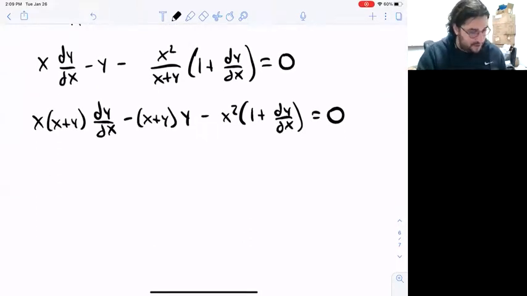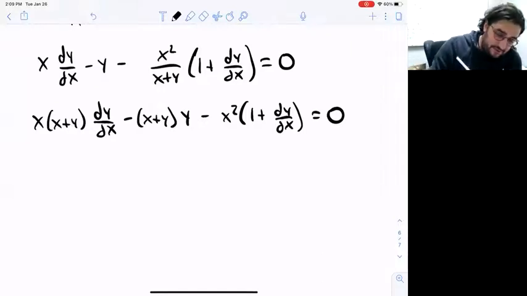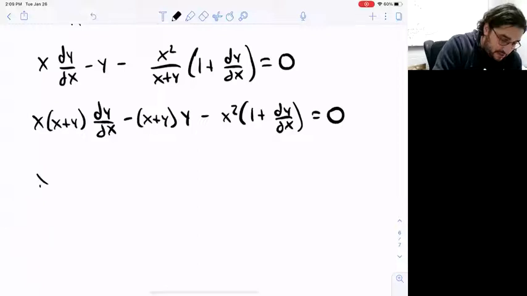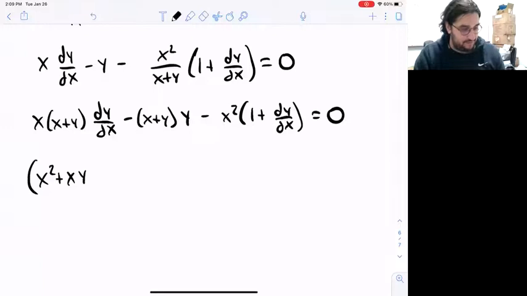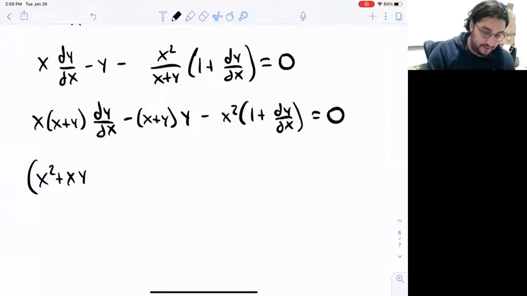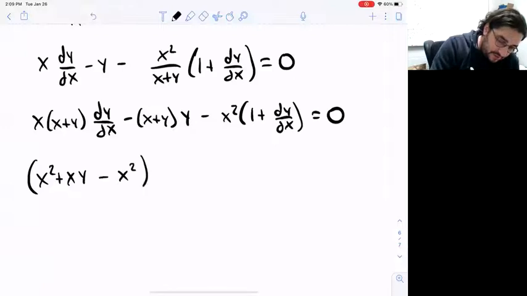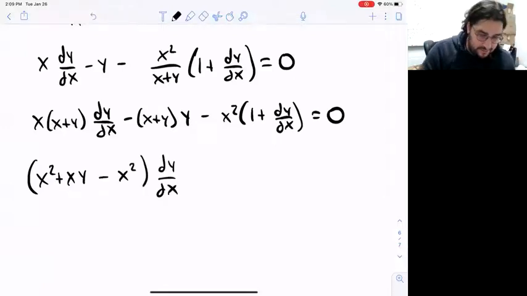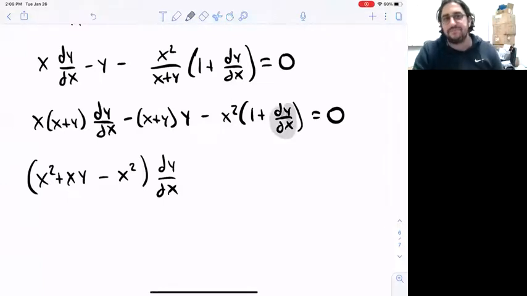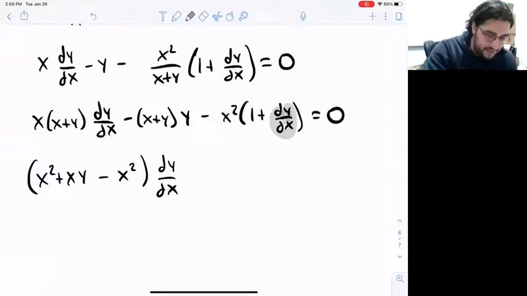So now I can expand everything out and put all the dy dx terms on one side and all the non-dy dx terms on the other side, right? So over here, let's see what we have. We have x squared plus xy, right? This is the dy dx terms that we have out front. Then there's one more dy dx term, which is going to be this negative x squared dy dx. That's this term right here. And those are all the dy dx terms.